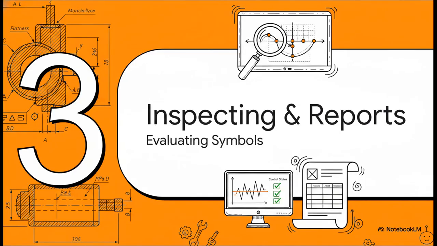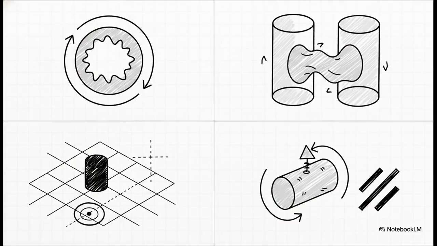Okay, Section 3, inspecting controls and reports. Once we're perfectly aligned and have our strategy set, what exactly are we asking the CMM software to evaluate? Well, it has to mathematically interpret specific GD&T symbols. Let's quickly review 4 common ones.